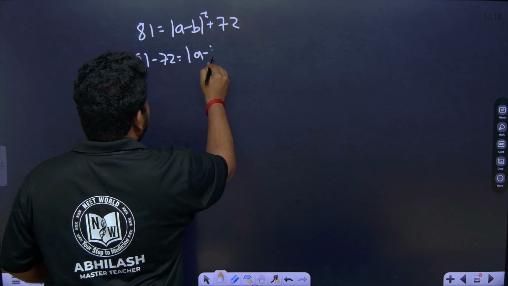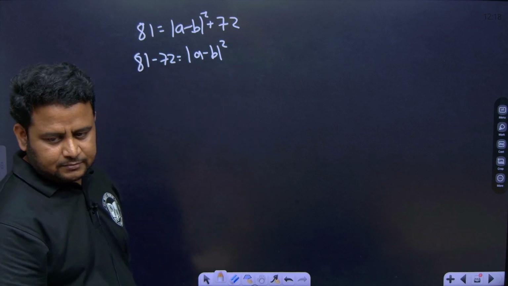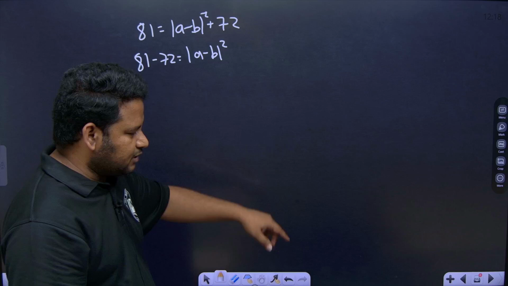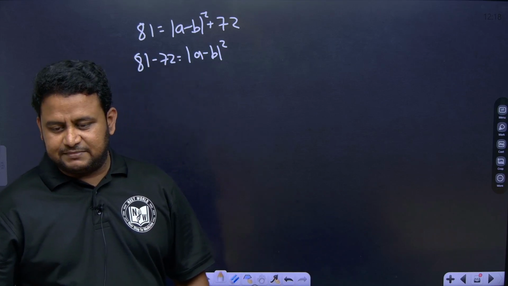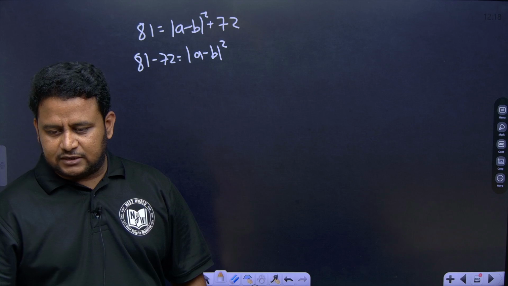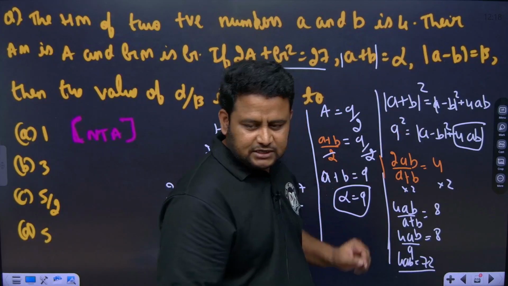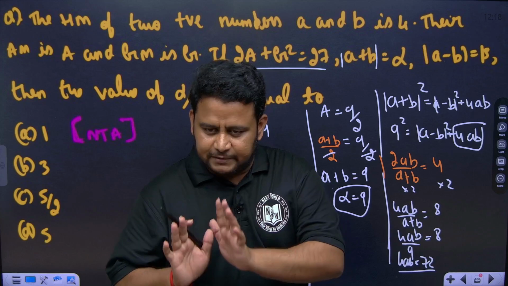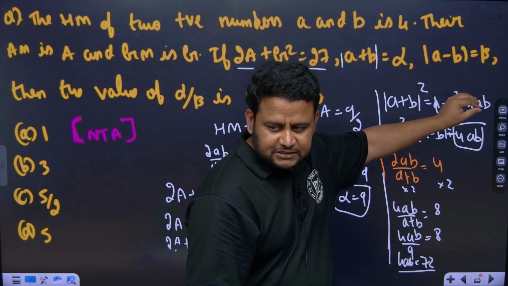Sir, (a plus b) whole square is equal to a square plus b square plus 2ab. But if I write minus 4ab, it will become a square plus b square minus 6ab. Correct? No? See here, I will explain again clearly. (a plus b) whole square is what? a square plus b square plus 2ab. If I write it equals, here also I should get a square plus b square plus 2ab.